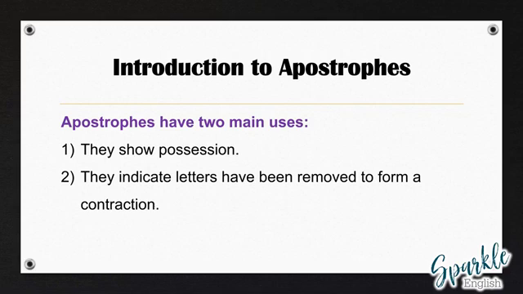Apostrophes have two main uses. One, they show possession, and possession means when you own something or something belongs to you. So for example, if I have a dog, it's my dog, I possess the dog. And the second use for apostrophes is they indicate letters that have been removed to form a contraction. Now a contraction is when we have two words and we want to make it shorter, so we push them together and we add an apostrophe. And so for example, don't. This is a contraction, and it comes from do not. We'll explain more of that later on.